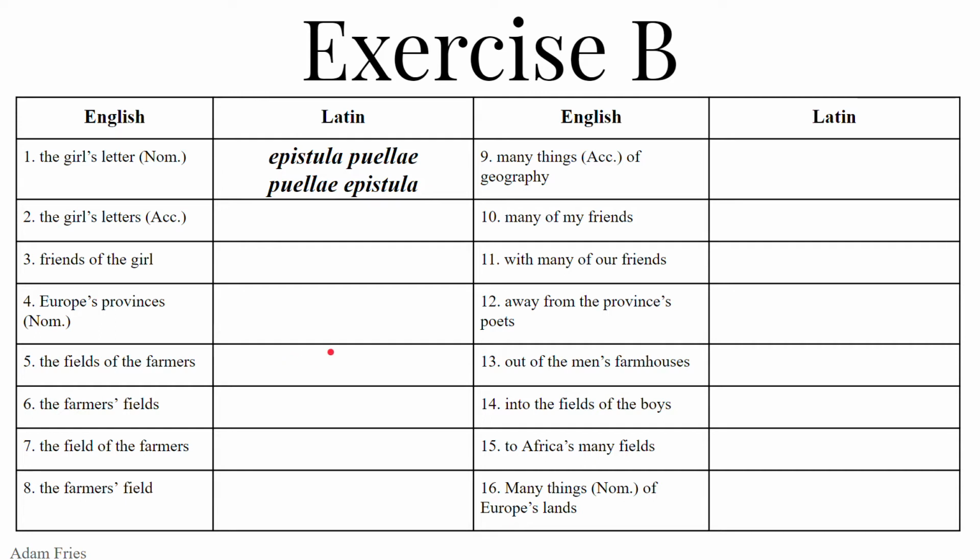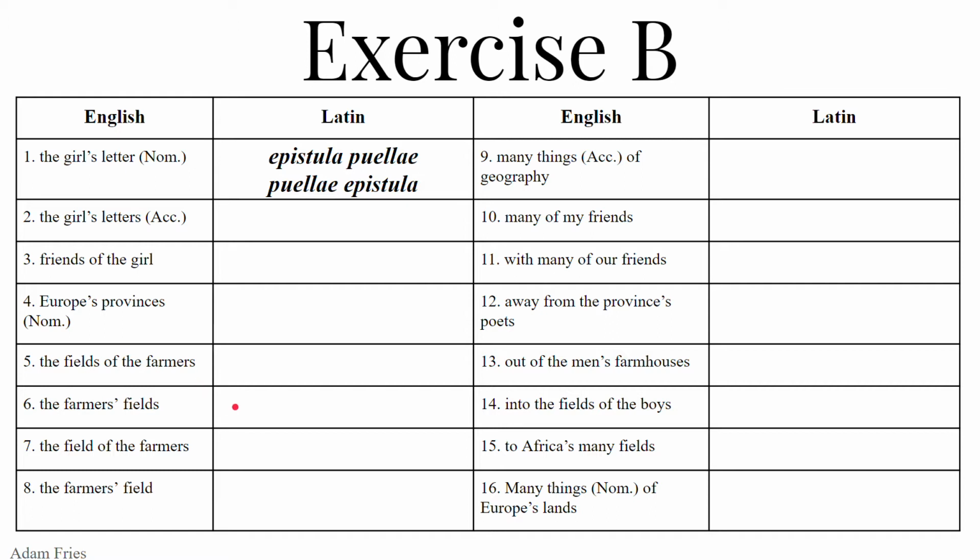Number five, the fields of the farmers. Let's go ahead and put this in the nominative, the fields of the farmers. So we have the nominative plural of ager, agri, masculine. So that would be agri. Of the farmers, this is going to be genitive and plural. The genitive plural of agricola, masculine, is agricolarum. So agri agricolarum, or you may write agricolarum agri.